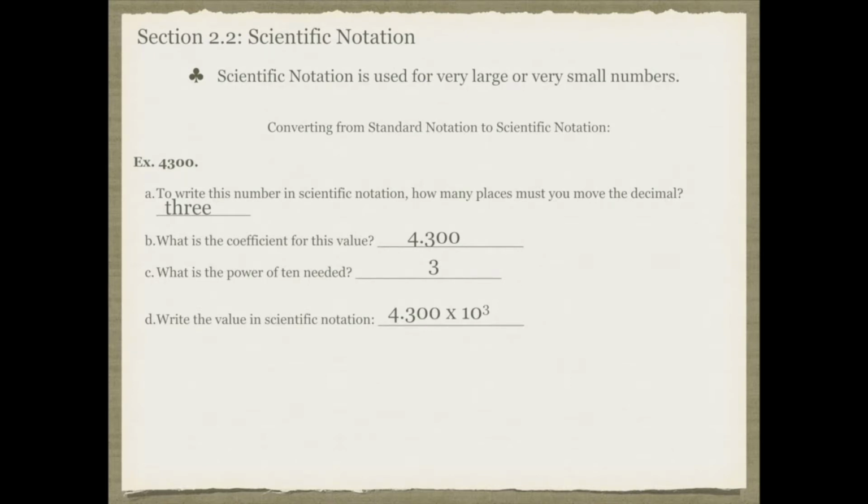Now, the reason why it's a positive 3 and not a negative 3 is because I took a large number, 4,300, and made it into a smaller number. So to make up for that fact, I've got to multiply it by 1,000, which is 10 to the third. 4,300 and 4.300 times 10 to the third are the same number, just in different notations. Standard notation is the 4,300, while 4.300 times 10 to the third is in scientific notation.